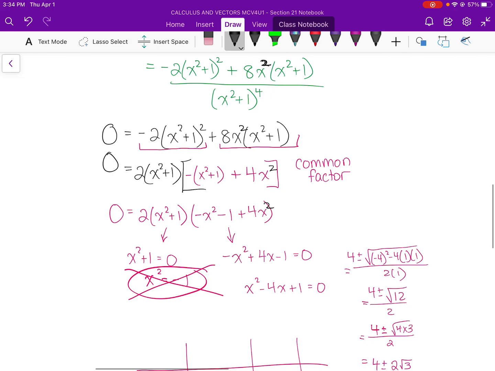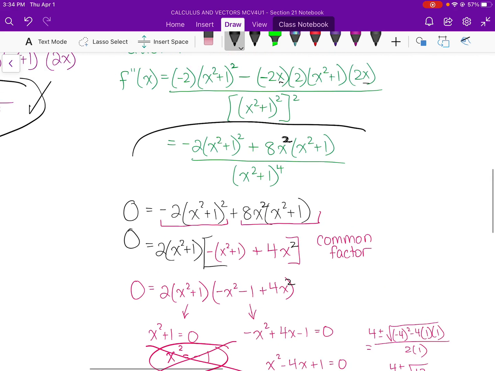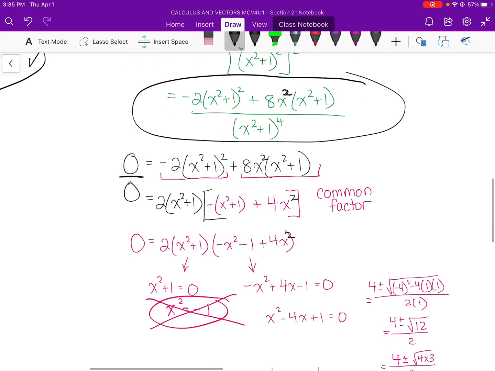I made a mistake. So anyways, this was my answer for the second derivative. So now we're setting the second derivative equal to 0 to find out if we have any points of inflection, and we're going to check the concavity of the function.